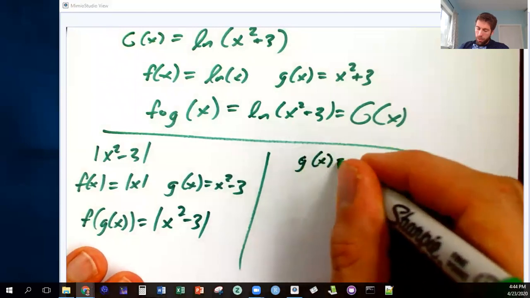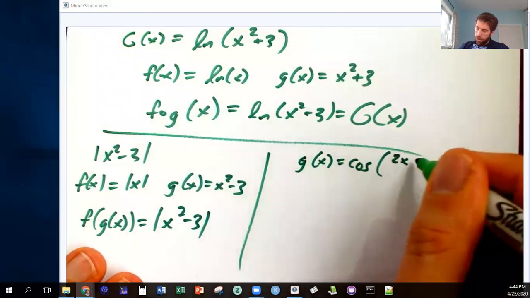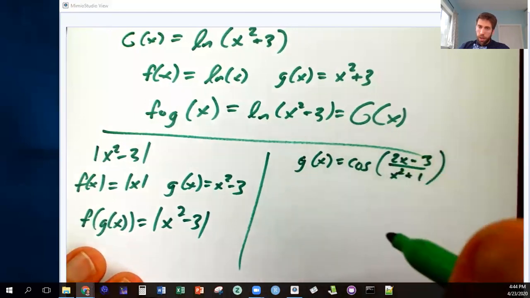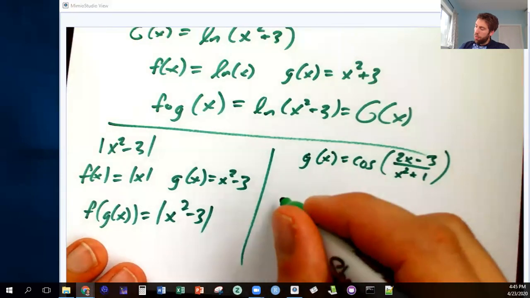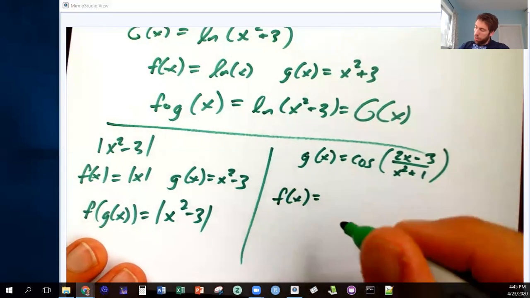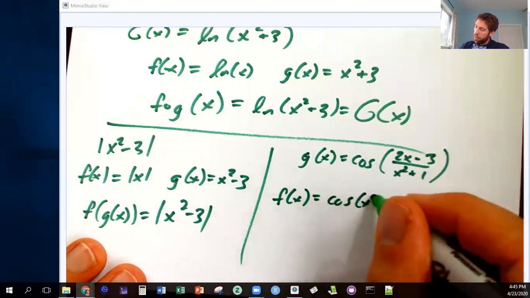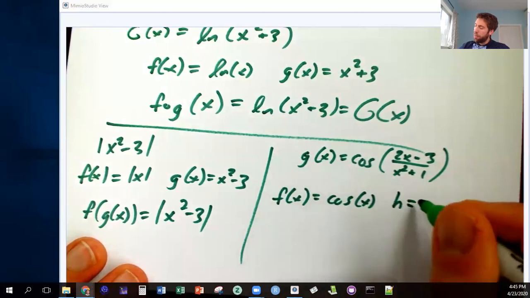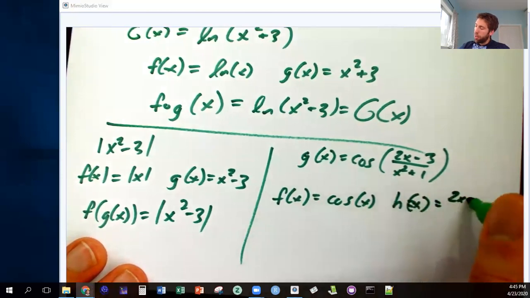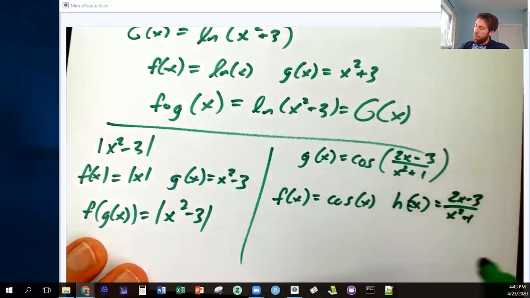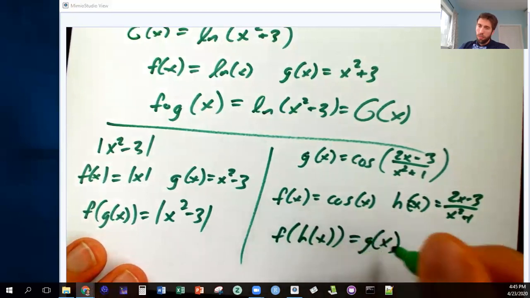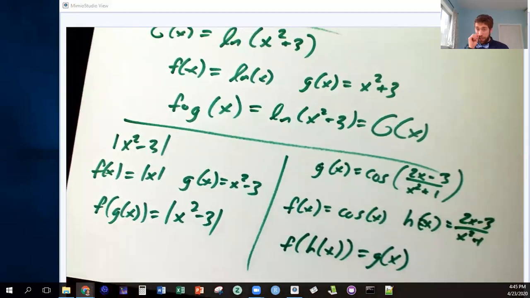Okay, and then G of x equals cosine of (2x minus 3) over (x squared plus 1). So if f of x equals cosine of x, and I'm going to call this next one h of x because I don't want two g's hanging around, h of x equals (2x minus 3) over (x squared plus 1), then f of h of x will equal g of x. All right, that completes that progress check. Oh wait, no, there's one last part.